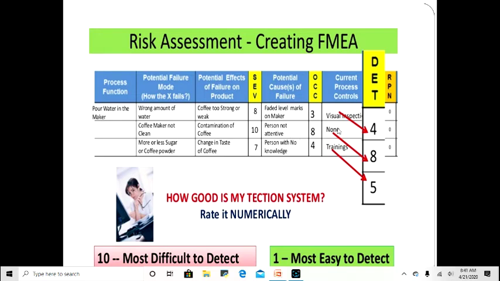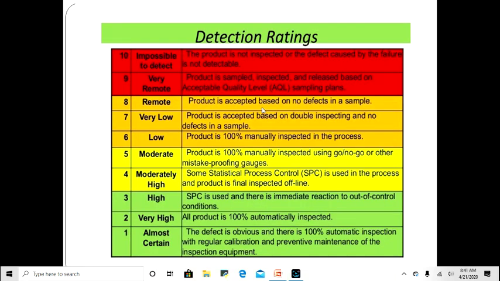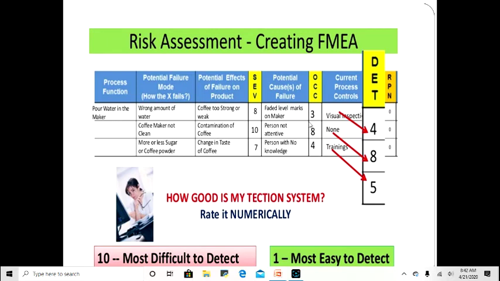This person is not attentive, you have given none. You cannot detect the person, so you can see none here in this place. You cannot find where the detection is. This is, you cannot inspect at all. That is impossible to detect. You can detect where the problem is, which is with a person, but how to control or how to detect is not very clear. That is why you have given a rating here as 8. None is 8. Okay.